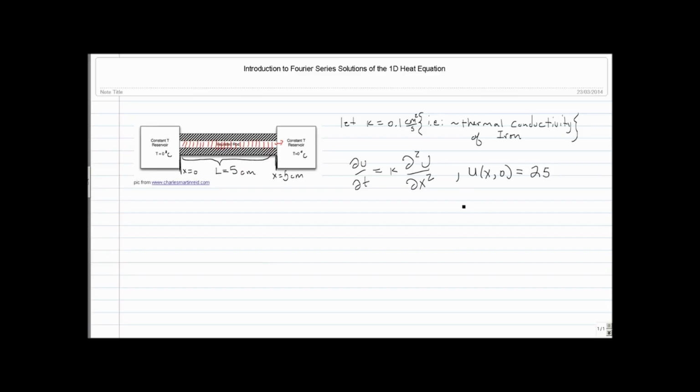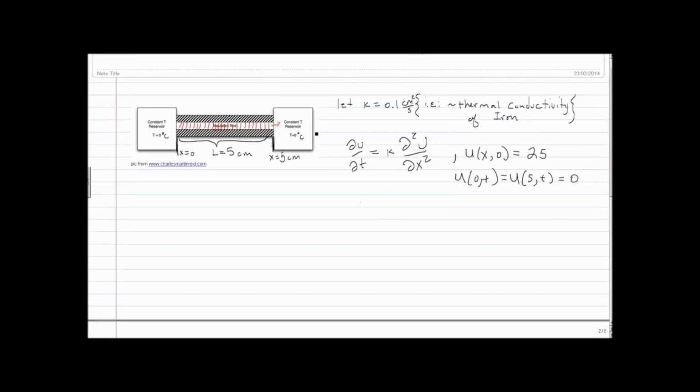So like I said before, it has the reservoirs at either end at 0 degrees, and it has a length of 5, so that gives us boundary conditions of when x is 0 and when x equals 5, our function is going to equal 0 along the edges. Okay. So like I said here, we're going to use k equals 0.1 as the thermal conductivity constant. So we end up having this.